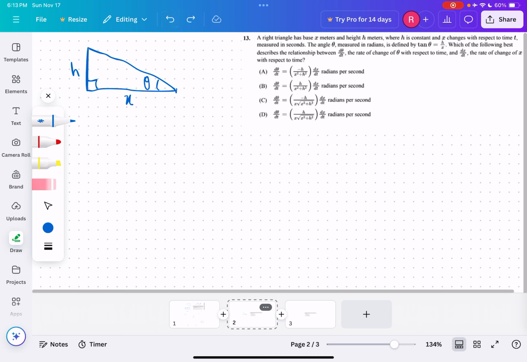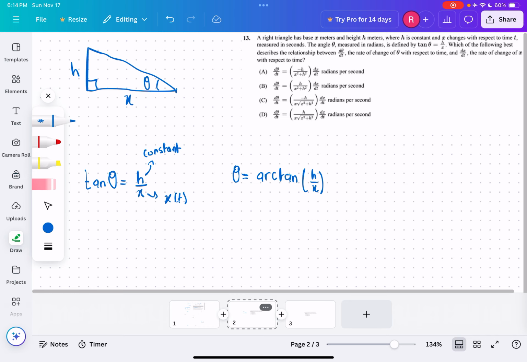Now, we need to start first of all with tan. So we know that tan theta is equal to h over x. We know that h is a constant and x is a variable as a function of t. So we know that x is a function of t. Now, in order to have an expression of theta by itself, we have to introduce arctan because we need to remove the tan. So theta is equal to arctan of h over x.